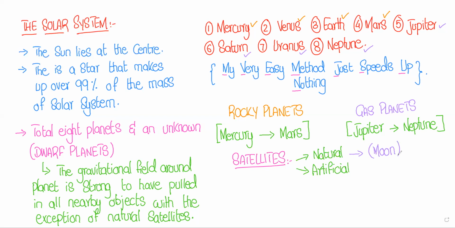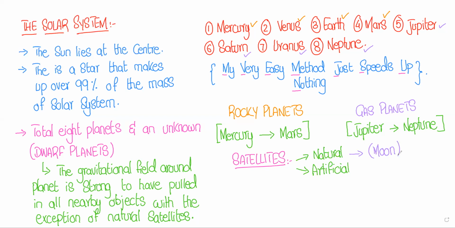It means some planets have more than one moon. If we consider the example of Earth, Earth has only one moon. So it means we have only one natural satellite. The moon is the example of a natural satellite because it already exists in our solar system.